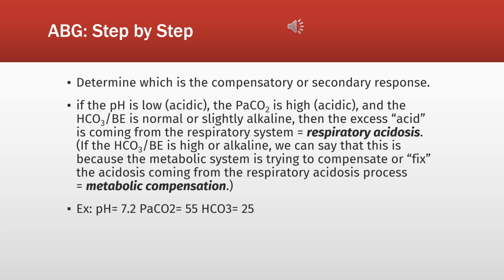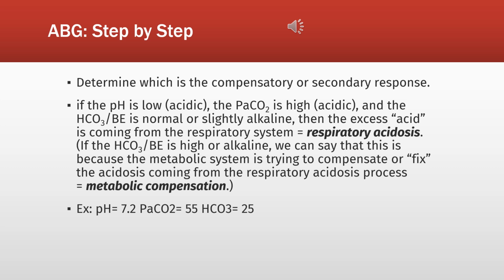So again, an example here, I didn't put cat or dog because all of these values are above what normal is for both species, but an example would be a pH of 7.2. So 7.35 to 7.45 is normal. This is acidic. The PaCO2 is 55. Again, normal is 35 to 45. So this is high and it is also acidic. So the acid is coming from the respiratory system. So right here, you automatically can say this is a respiratory acidosis.